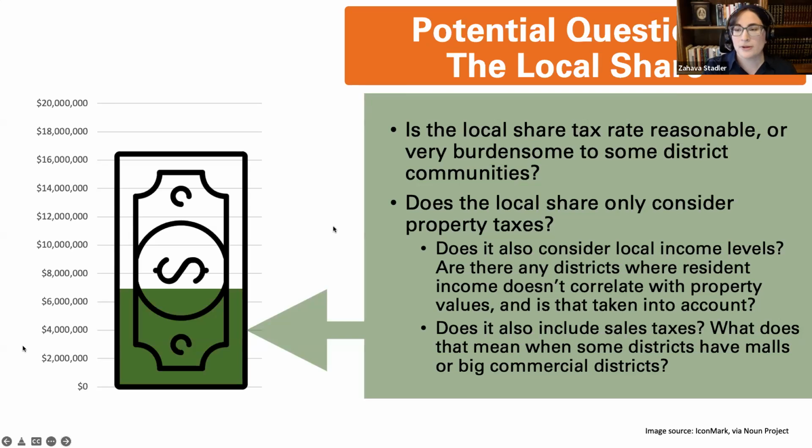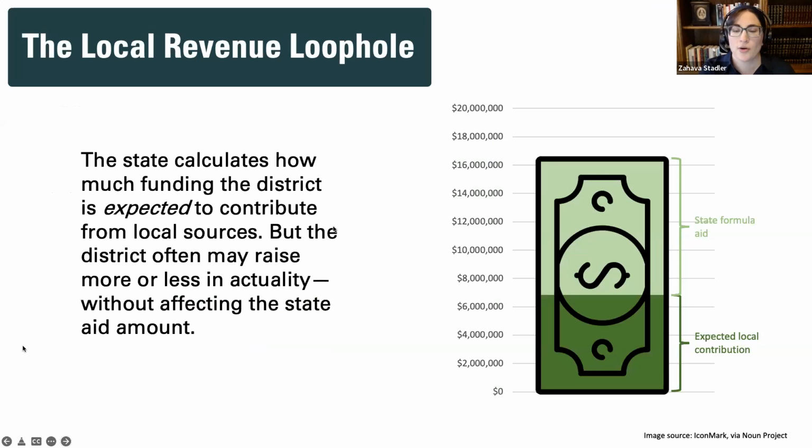So one more big policy thing I want to highlight is what I call the local revenue loophole. This is a pretty important wrinkle. So in step 2, we talked about the state calculation for what the local district is expected to raise, but expected does not mean actual, and how much to actually raise is a local decision. So here's a couple of possibilities of what can happen.